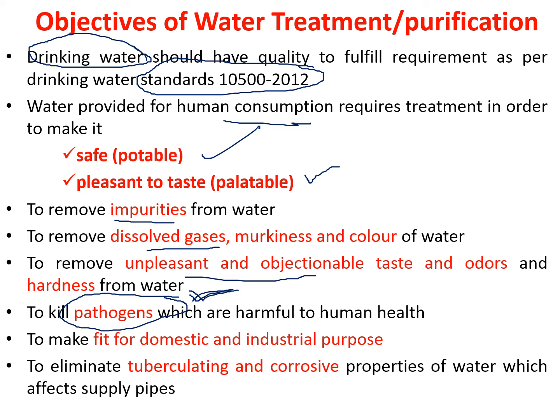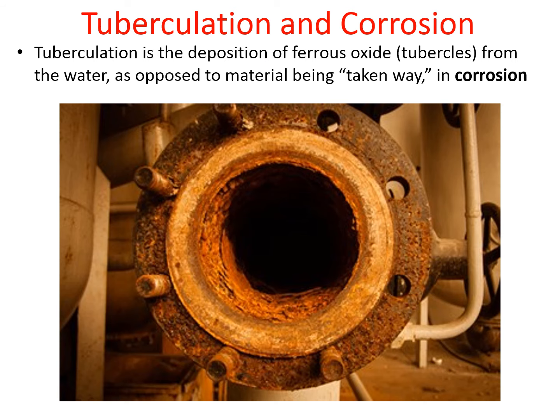If you are not providing other treatment due to some reason or some emergency condition, at least you have to provide the treatment to kill the pathogens, and that is generally done with the help of chlorination or disinfection, also to make it fit for domestic and industrial purposes. The quality of the water treated in your treatment plant should be such that it eliminates the tuberculating and corrosive property of water which affects our water supply. This figure shows the tuberculation and corrosion.